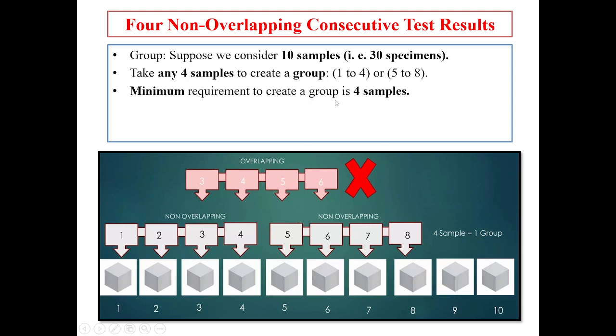Minimum requirement to create a group is always 4 samples. Here 3 to 6 are overlapping. So this is very important to understand. That is 1, 2, 3, 4, they are non-overlapping. But again, if you take 3, 4, 5, 6, that means 3 to 6, then again 3 and 4, they are from the previous batch and therefore they are overlapping. Whereas non-overlapping means either it is 1 to 4 or 5 to 8. They are called as non-overlapping.